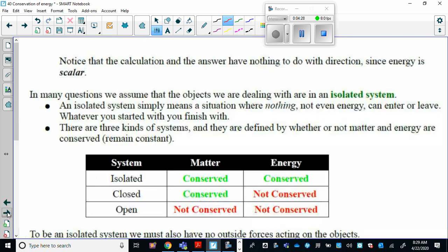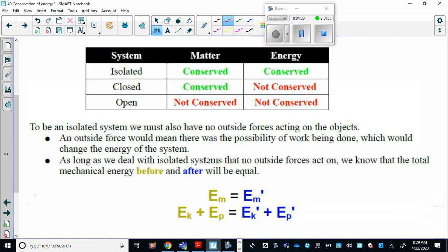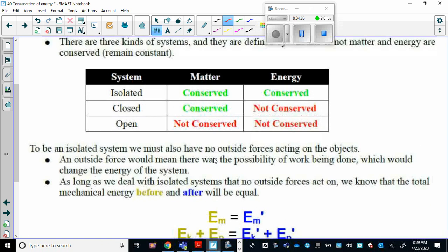Onward. The next part of the lesson talks about types of systems. In Physics 20 and 30, we're only going to be dealing with one type of system, and that is this one here, an isolated system. In an isolated system, matter is conserved and energy is conserved. When you get into university physics, you'll talk about closed systems and open systems where things are not necessarily conserved. But for the purpose of Physics 20 and 30, energy and matter are always conserved, so we only need to worry about isolated systems.